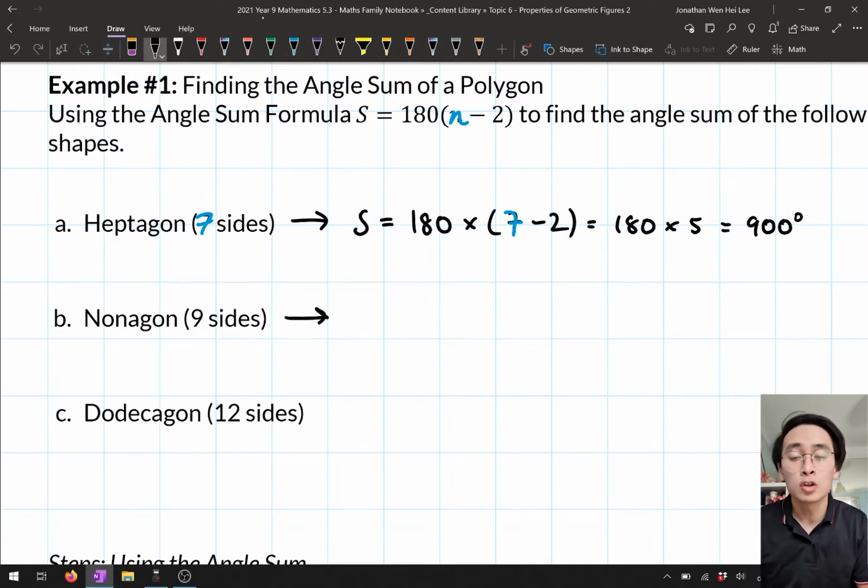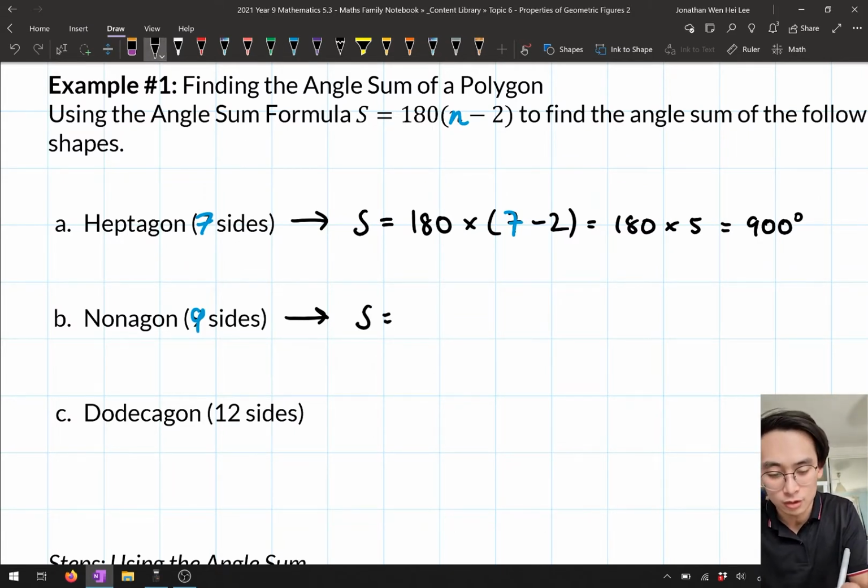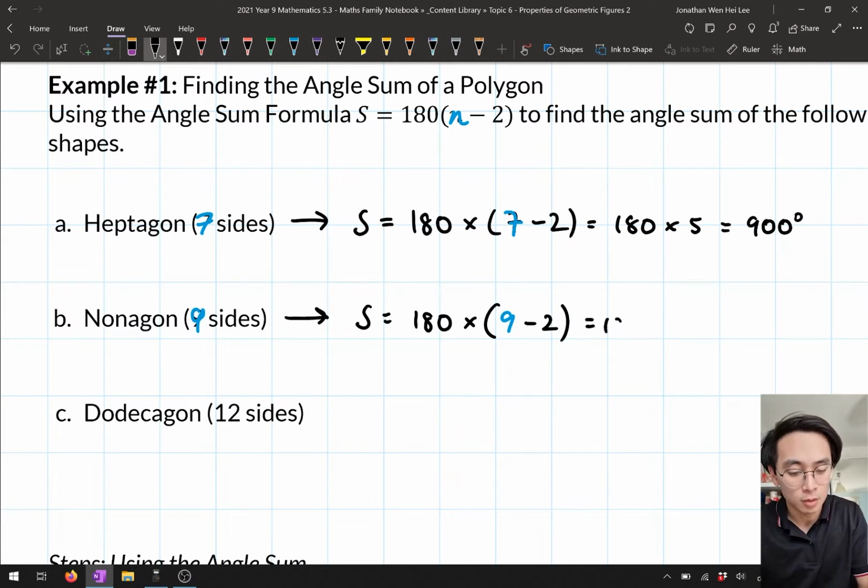A nonagon. Now a nonagon just has 9 sides. So here, n is going to be equal to 9. And so I'm going to write S is equal to 180 degrees times 9 minus 2. The angle sum is equal to 180 degrees times 9 minus 2, which is 7.